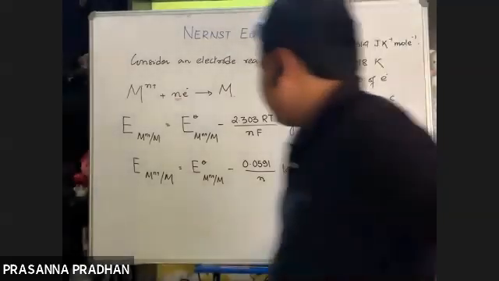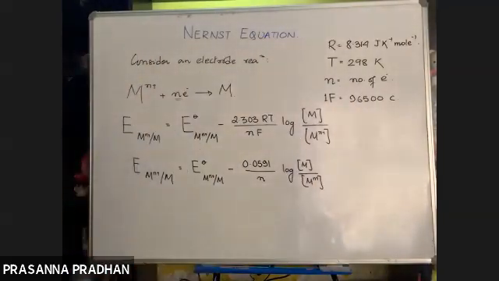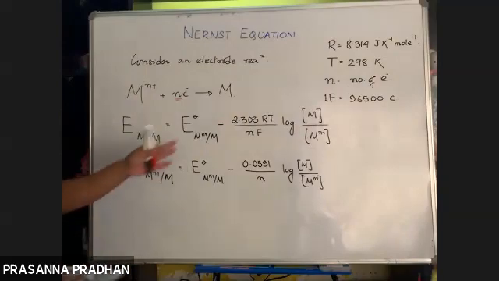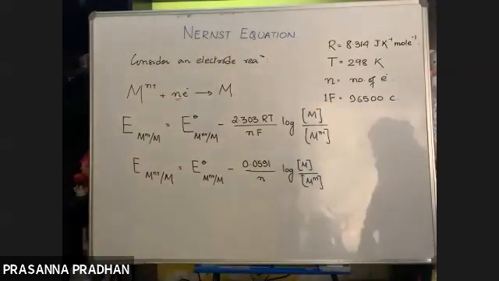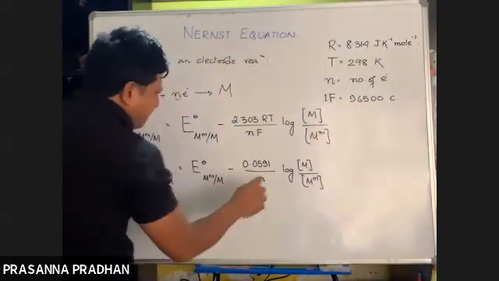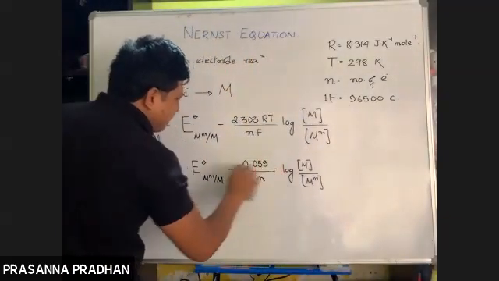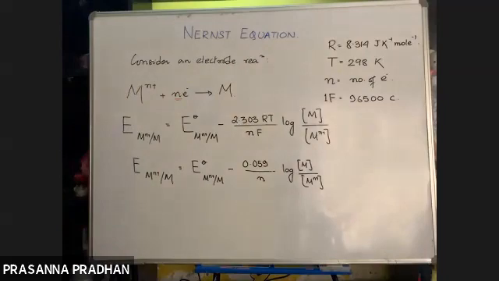Okay, now let us give it a try for a hydrogen electrode. If you wish to, you can just eliminate this one. You can just keep it as 0.059.